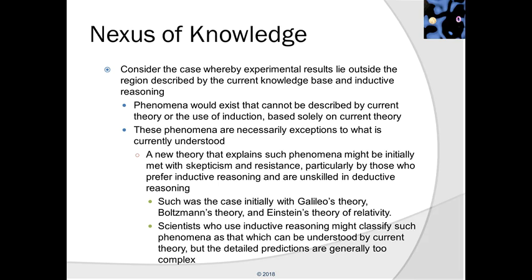A new theory that explains such phenomena might be initially met with skepticism and resistance, particularly by those who prefer inductive reasoning and are unskilled in deductive reasoning. Such was the case initially with Galileo's theory, Boltzmann's theory, and Einstein's theory of relativity. Scientists who use inductive reasoning might classify such phenomena as that which can be understood by current theory, but the detailed predictions are generally too complex.